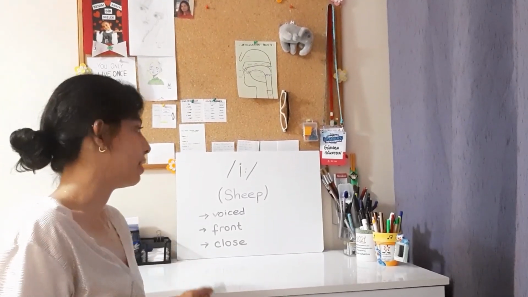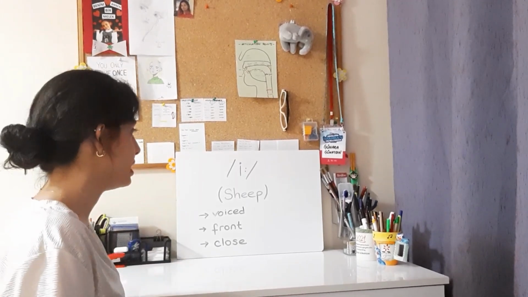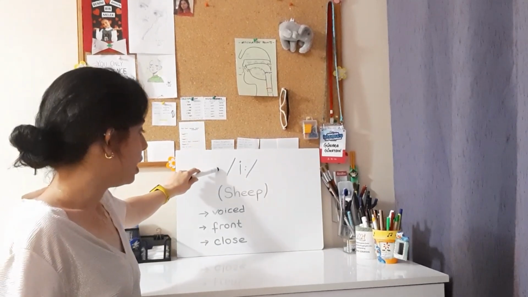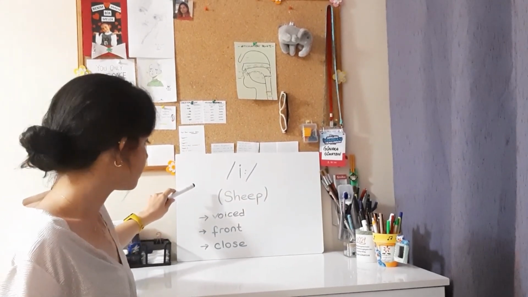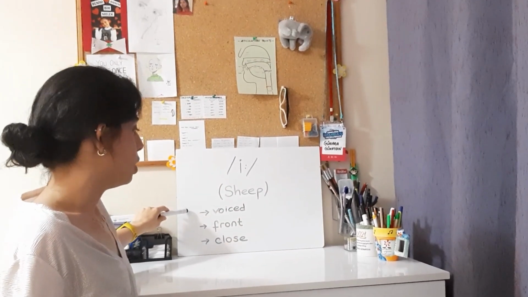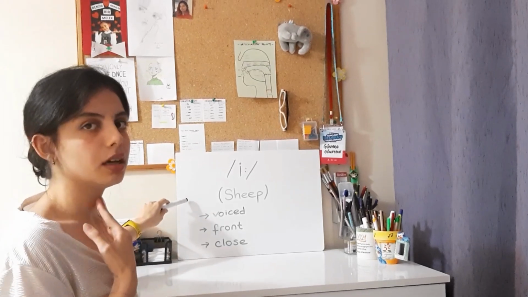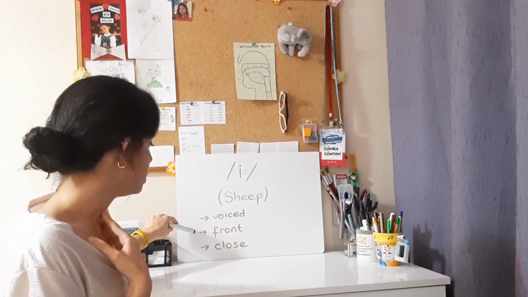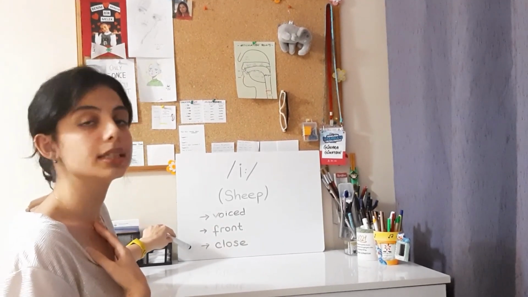First, we will begin with vowels. Our first vowel is long E, as you see. An example of it is sheep, and it's a voiced sound because when we say E, our throat vibrates, and its place of articulation is front, and its manner of articulation is close.